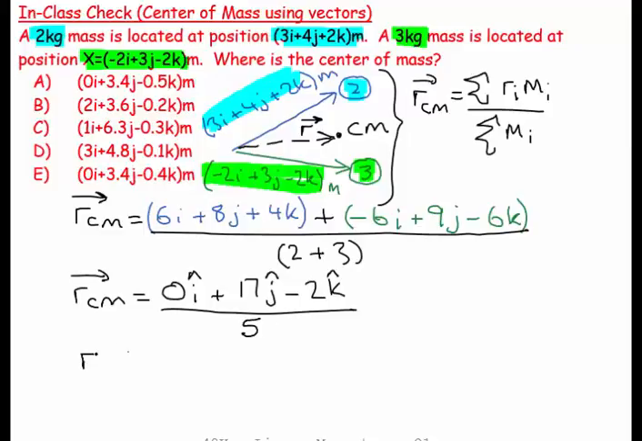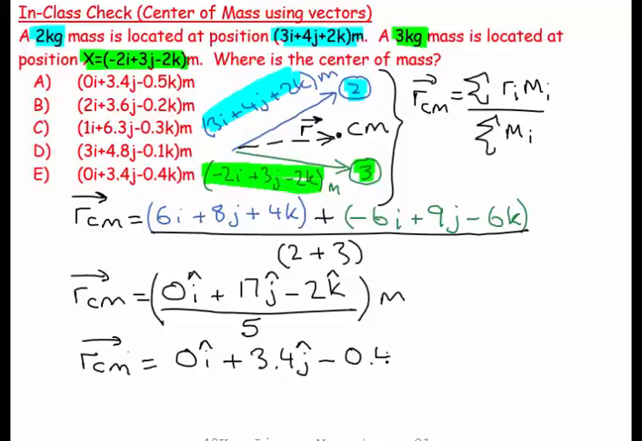So if I want to write this out, in many cases it would be fine to leave the answer like that with units. It's going to have meters in there, of course. You cannot forget the units just because you have ijk's in there. So then we have 0i. If you want to go to the next level and write it down as a decimal, it would be 0i, 3.4j, minus 0.4k meters.